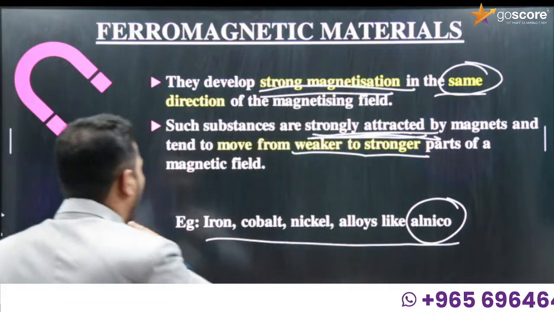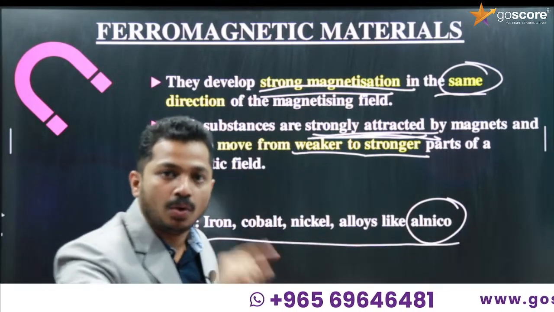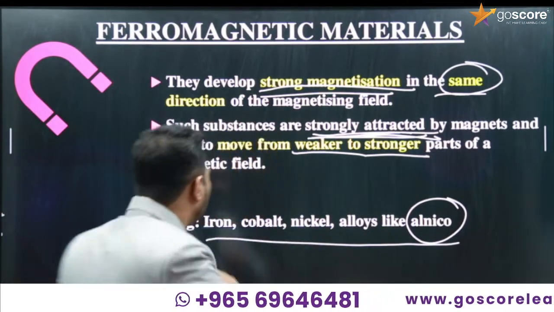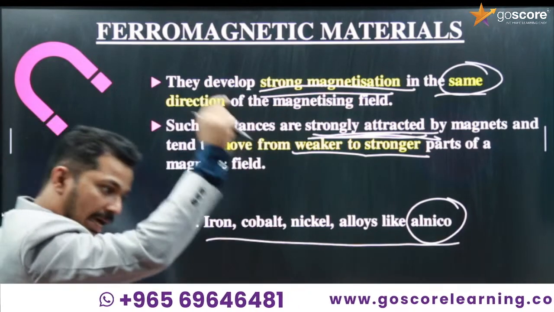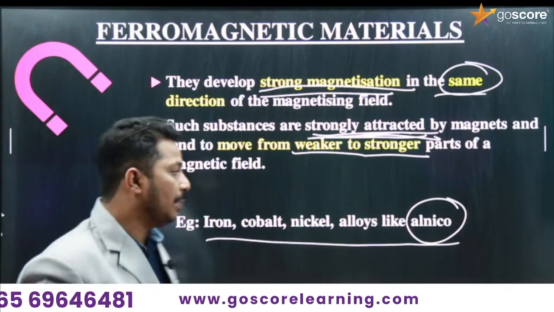Examples of ferromagnetic materials are iron, nickel, cobalt, and alnico. Alnico is an alloy.